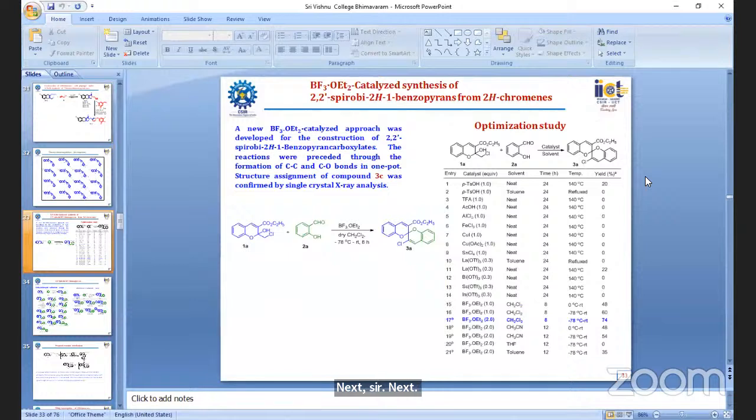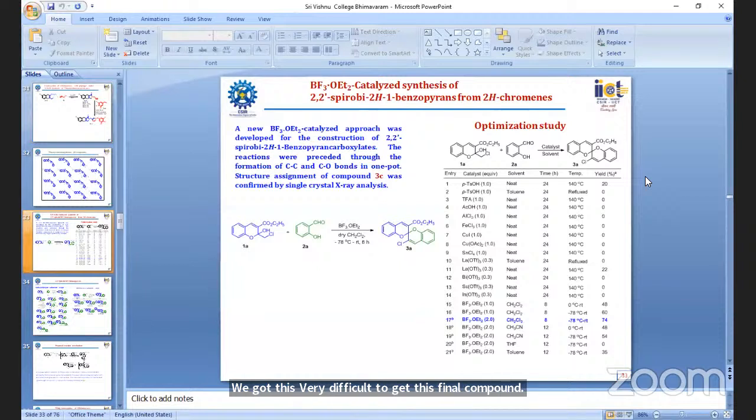Similarly, 2H chromene was converted to 4H chromene. Then, how best can I convert 2H chromene to another heterocycle? If you take 2H chromene and react it with the simple salicylaldehyde, which I just told you is a benchtop chemical, in the presence of BF3 we got the spiro compound. It is very difficult to get the spiro compound.